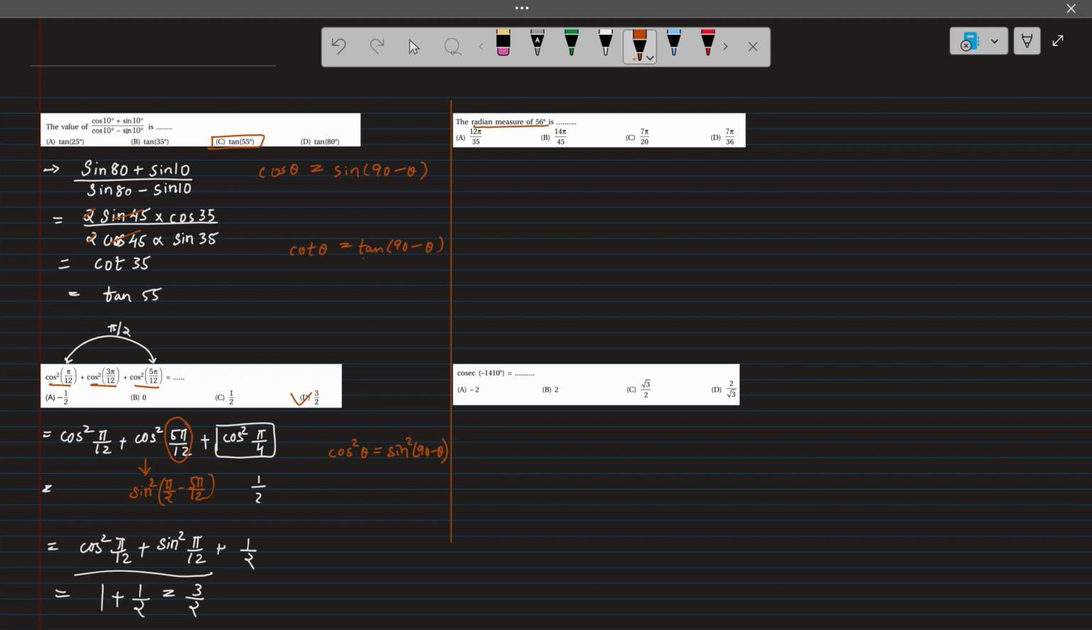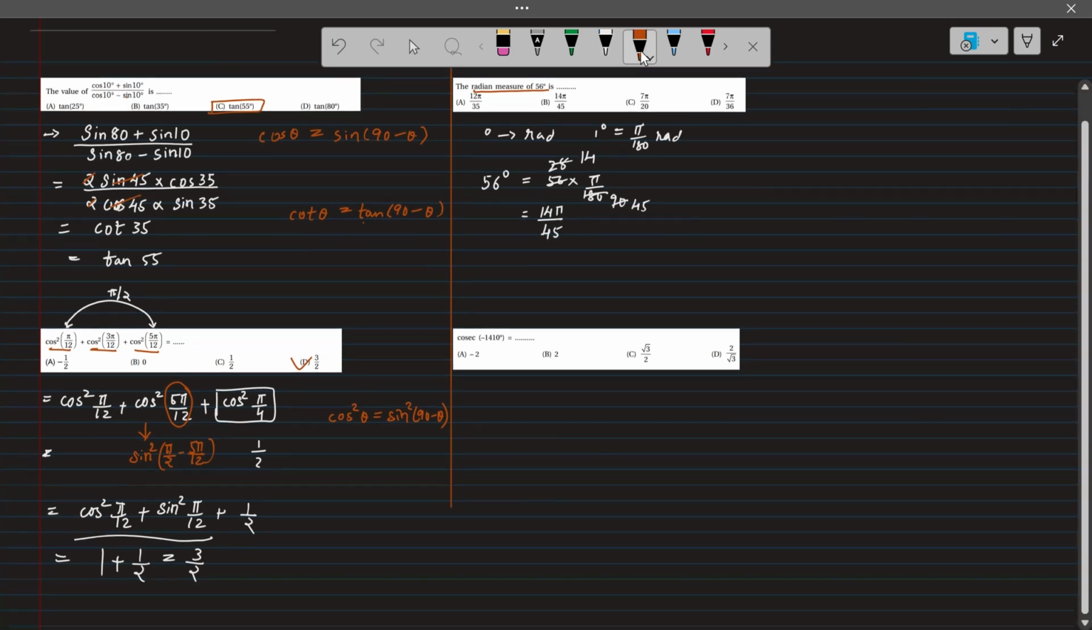We have to find the radian measure of 56 degrees. When we want to convert from degree into radian, the condition is 1 degree equals pi by 180 radian. So here also we can say 56 degrees is basically 56 into pi by 180. 28, 90, 45 and 40. So the final value comes to be 14 pi by 45, which is given in our option B.